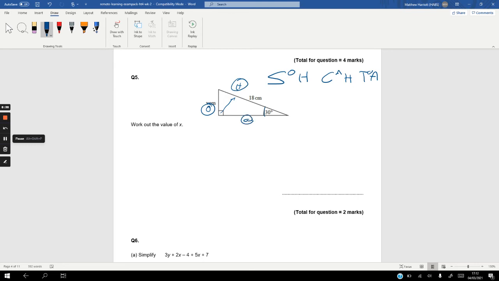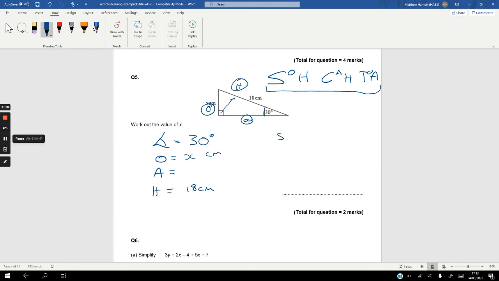Okay? Now, as always, I'm then going to write out my 4 variables. My angle, my opposite, my adjacent, my hypotenuse. The angle is 30 degrees. The opposite is x centimetres. The adjacent, I've got no information about. The hypotenuse is 18 centimetres. So, I've got angle, O and H, and I need to find the one of these that has O and H in it.